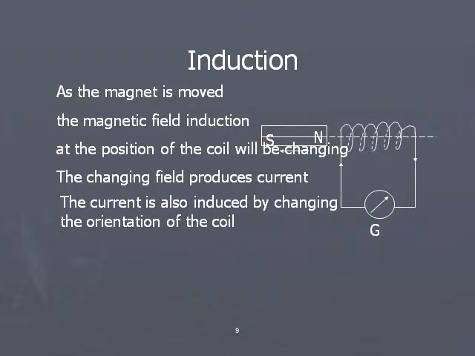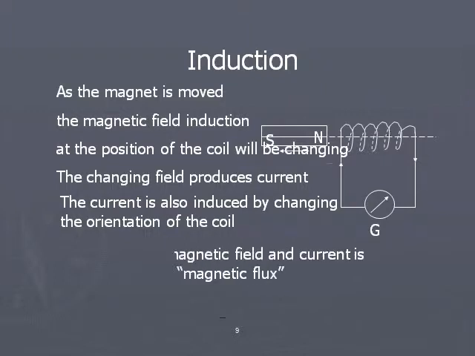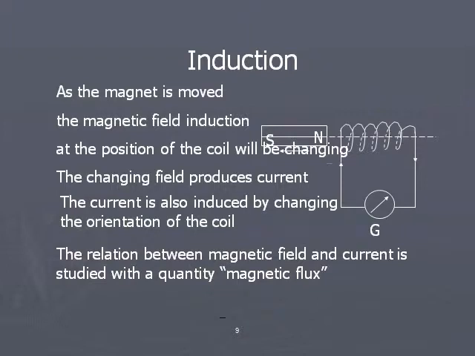So changing magnetic field related with the coil is studied with a new concept known as magnetic flux. In fact, if you change the orientation of the coil, then also the current changes. Hence, we study this phenomenon with a new concept defined and named as magnetic flux. We also know that a magnetic field is produced whenever a current flows through a coil. We have studied it already.